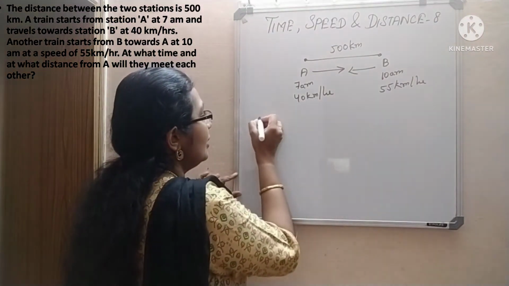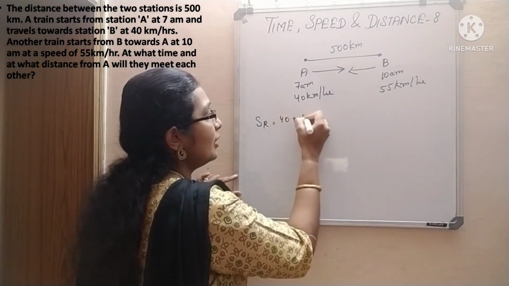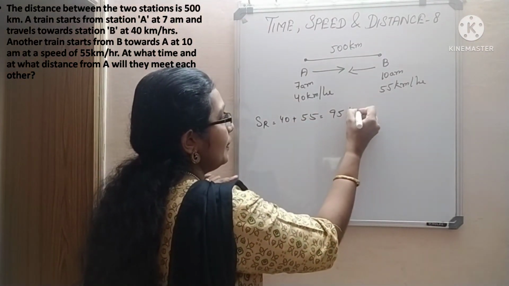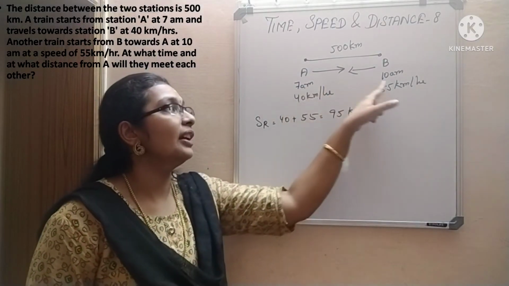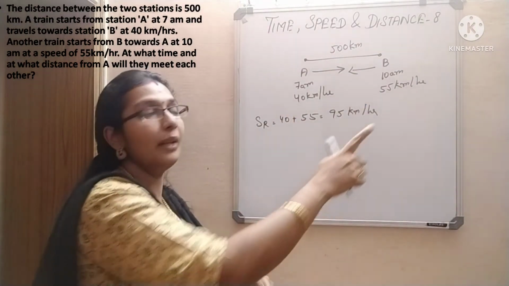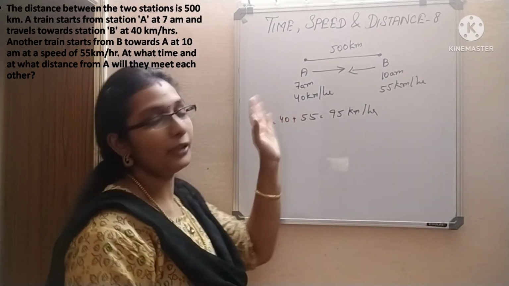First, find the relative speed. Since it is in opposite directions, we will add up. So, 40 plus 55, which is equal to 95 km per hour. Clear? Now check for the timing. It is 7 am here and here it is 10 am. Either you will have to convert this to 10 am or convert this to 7 am. So I will use the left hand side.